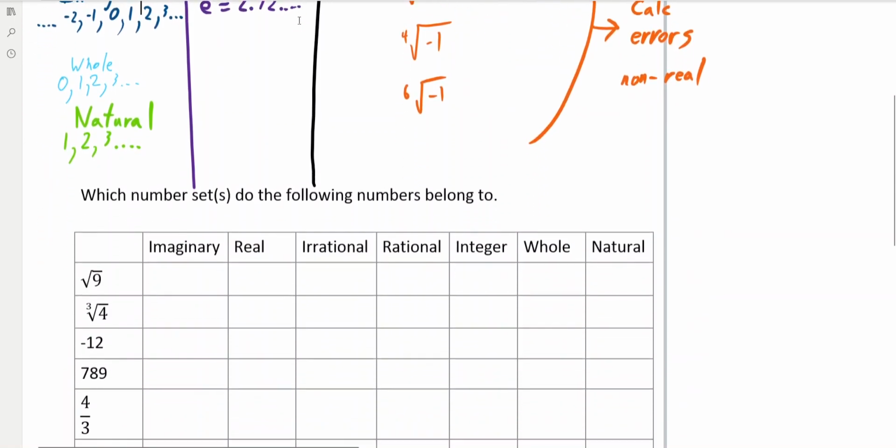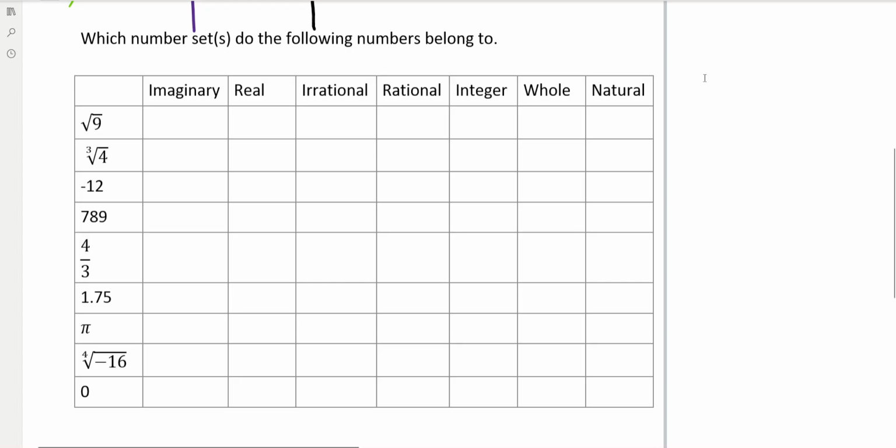Okay, so let's go down here and you're going to try this out. Pause the video, try these questions, and then press play and see if you get it right. Which number sets do the following numbers belong to? So I'm just going to go ahead and quickly check off which ones they do belong to. Since the first number is square root of 9, which is 3, 3 is a natural number. I'm going to actually start on the right and move left, because if it's a natural number, it's also a whole, it's also an integer, it's also rational, and also real.